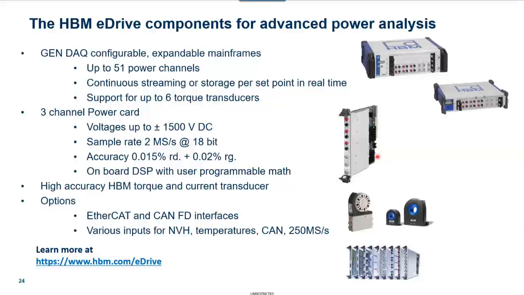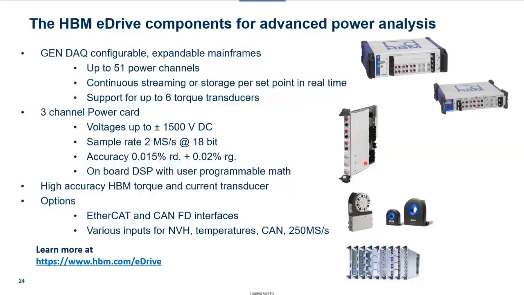Our 3-channel power card is kind of the workhorse of the power analyzer. You can see the 3 voltage channels on top. Those can take in plus or minus 1500 volts DC directly, and we have probe options if you need to go above that 1500 volts DC. It also has 3 current channels. Those current channels can take in either voltage or current, so you can use a variety of current sensors in your measurements.